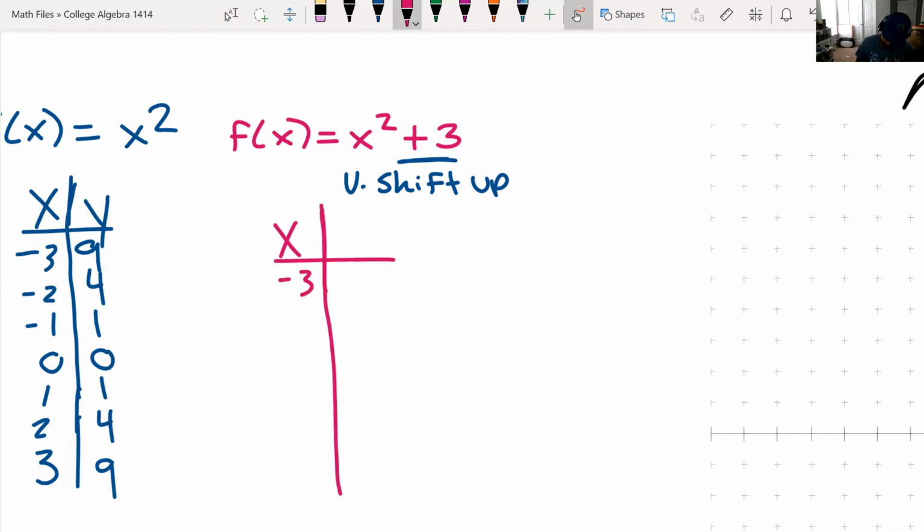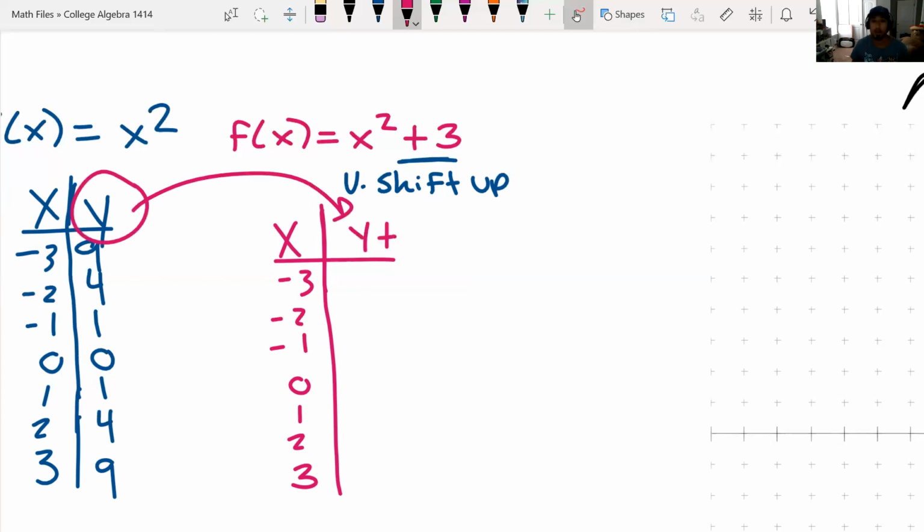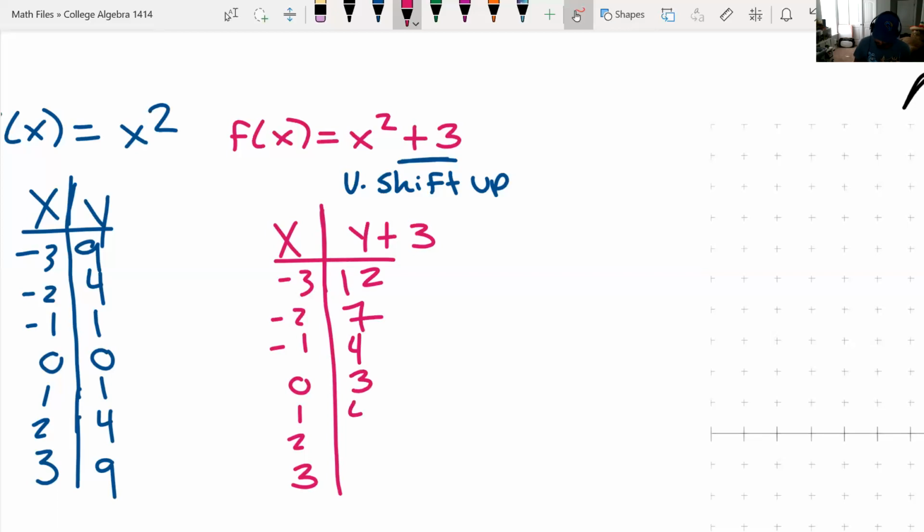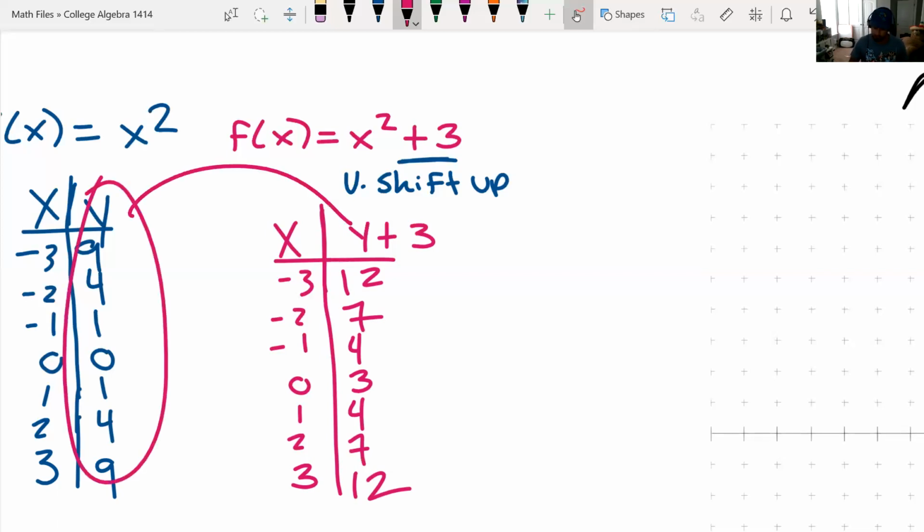So -3, -2, -1, 0, 1, 2, 3. Okay, and then to account for the vertical shift up, we're going to take all the y values from the parent function and add 3 to them. That's all we're doing here. So take all of these values and add 3. So I'll get 12, 7, 4, 3, 4, 7, 12. And that's how the transformation works. You just take the y values from the parent function and you add 3 to all of them, and you'll get these new values.